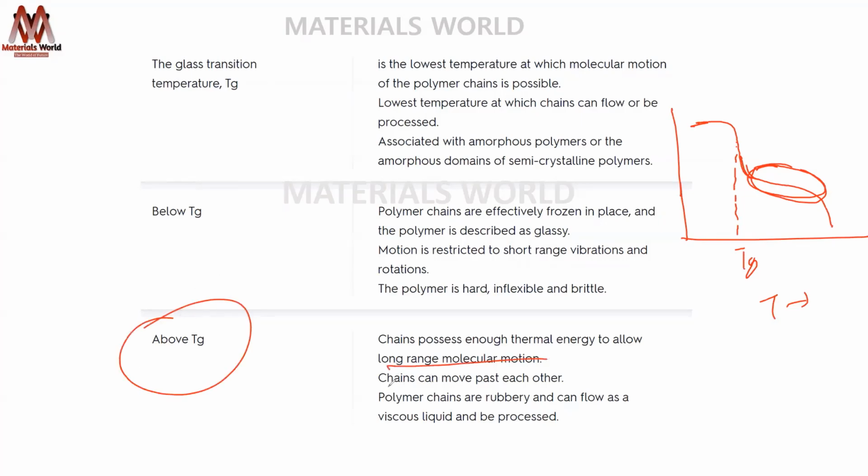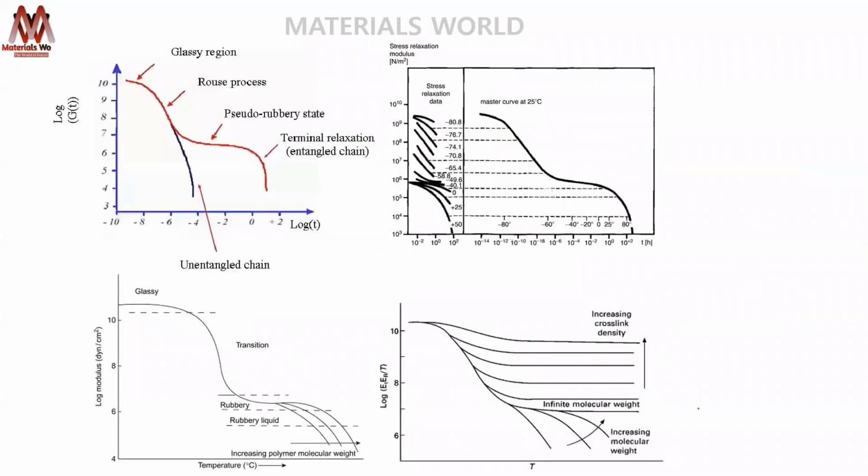Long range molecular motion: chains can move past each other, almost up to 50 chain atoms. Polymer chains are rubbery and can flow as a viscous liquid as processed. So these are the basics that you have to understand to answer that question.